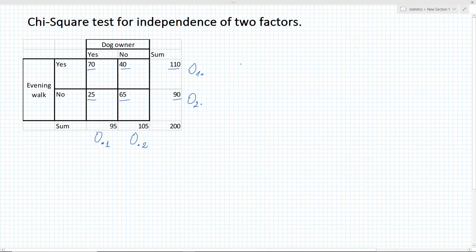But can we make the same conclusion about the whole population, not about the people who took part in the survey? So that's where the chi-square test comes in handy. But for this, we first have to formulate the null hypothesis. Let's say that our null hypothesis of the test is that the two factors, being a dog owner and going for evening walks, are independent. Then the alternative hypothesis is that those two factors are dependent.